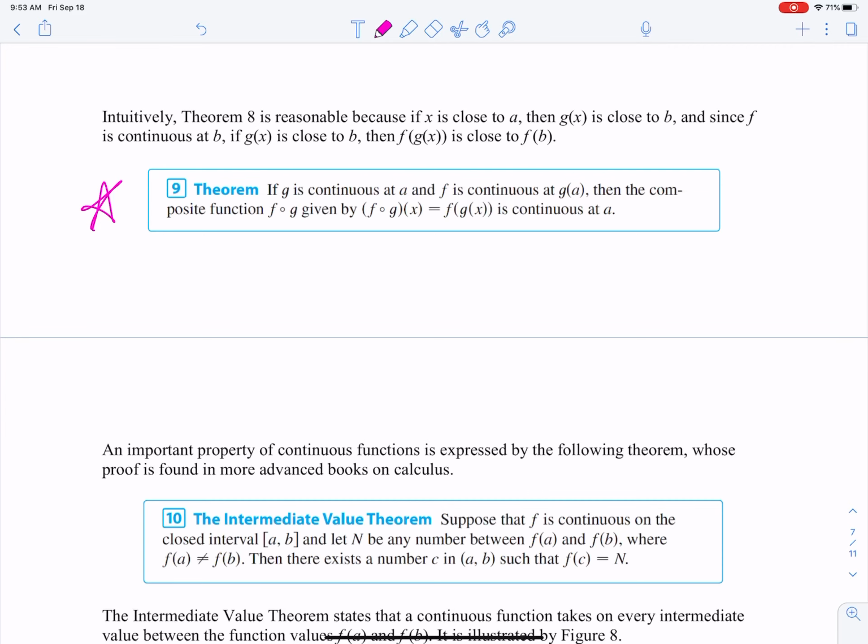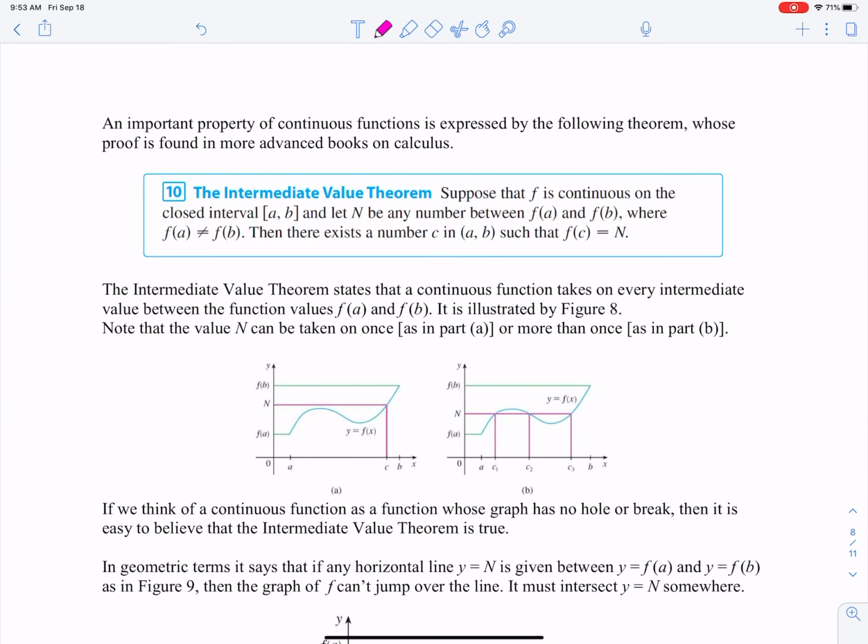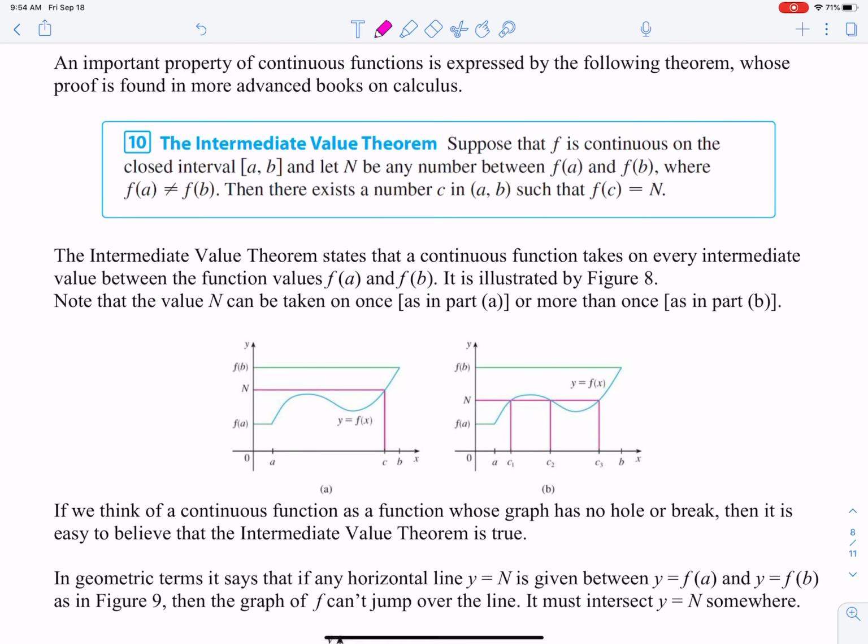Okay? An important property of continuous functions is expressed by the following theorem, whose proof is found in more advanced books on calculus. In other words, we're not going to prove it. Not yet, but if you're a math major, science major, or engineering major, you'll take a class called real analysis, and then you will prove this. Have fun. The intermediate value theorem. Think of the words. They're talking about something that's happening between two values.